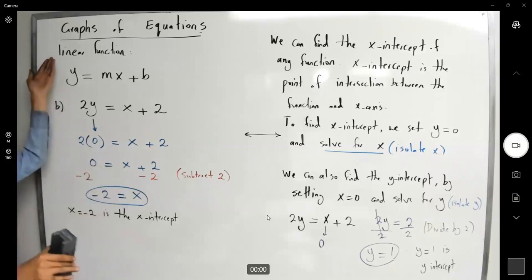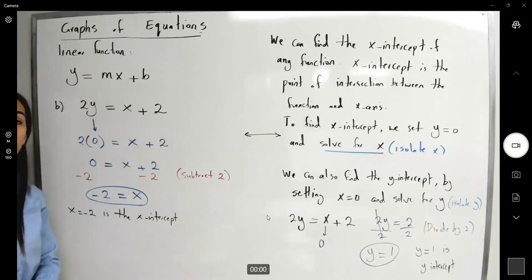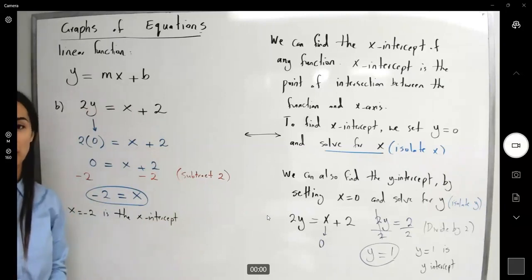So we talked about a linear function. We went over some examples. Now we're going to talk about quadratic functions and how to find the intercepts.